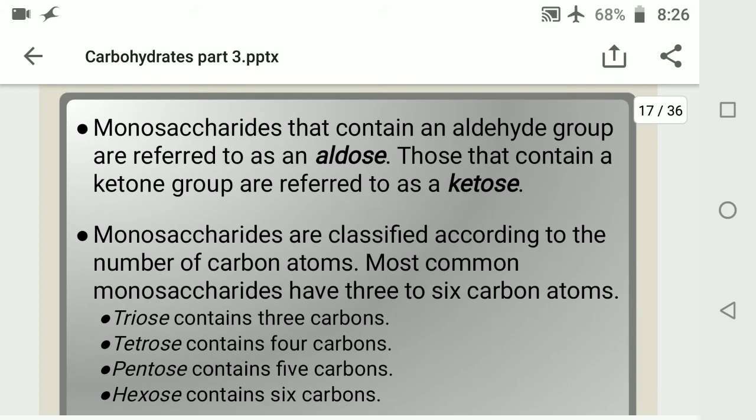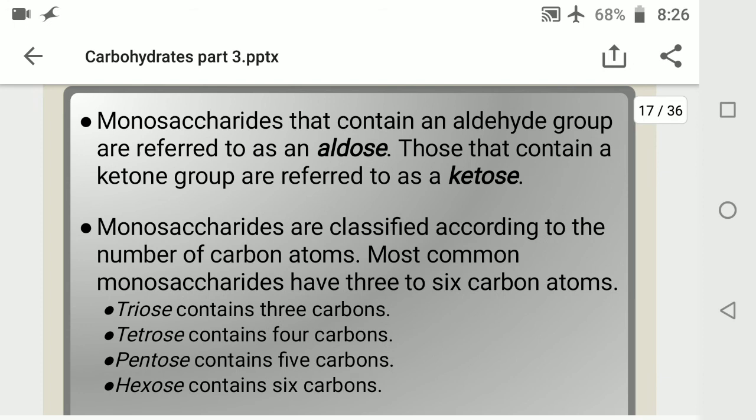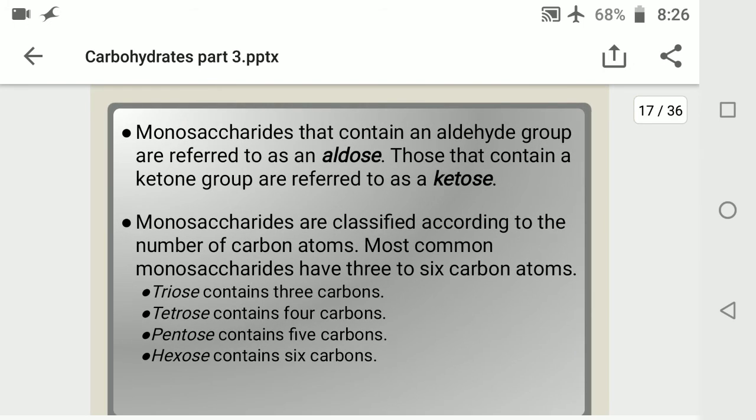Monosaccharides that contain an aldehyde group are referred to as aldoses. Those that contain a ketone group are referred to as ketoses.